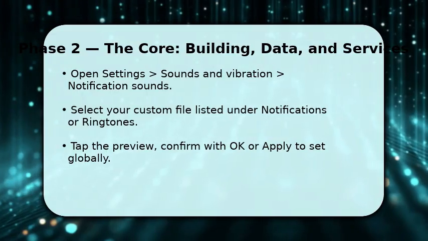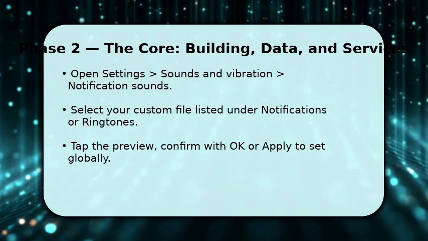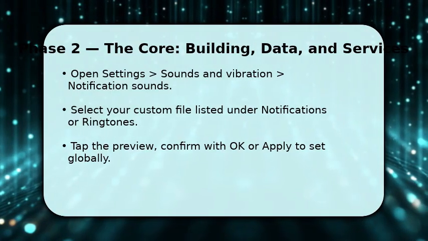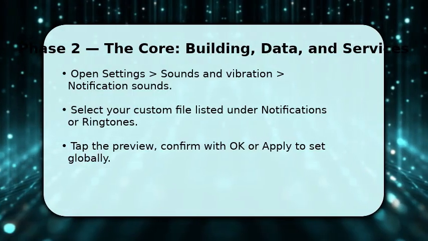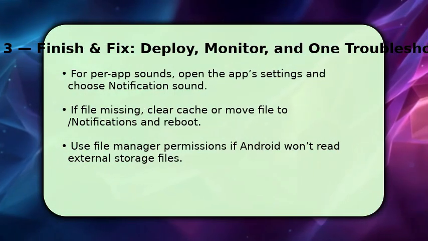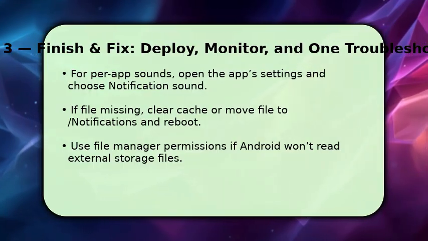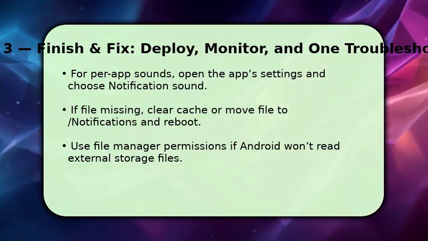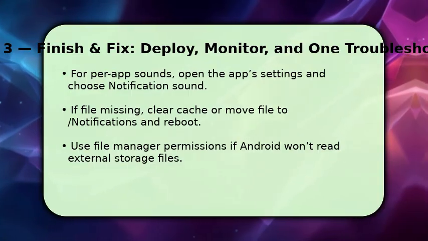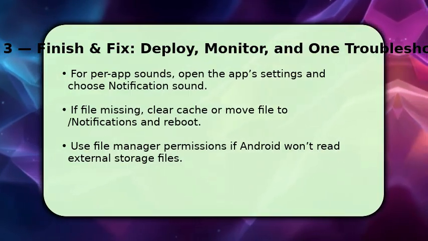Once you like it, choose Apply or OK to make it the default notification sound globally, and check an incoming message to test the alert. Finally, for app-specific tones, open the app's own settings, Messages, Email, or Alarm, and select Notification Sound. Many apps list system tones separately.